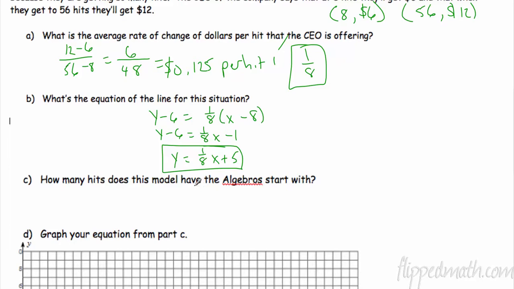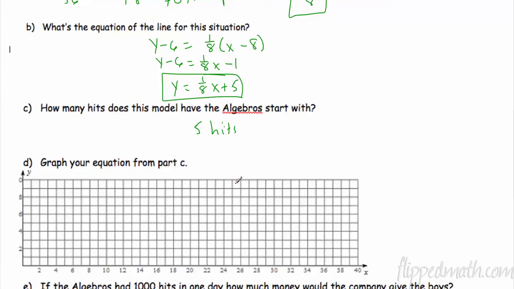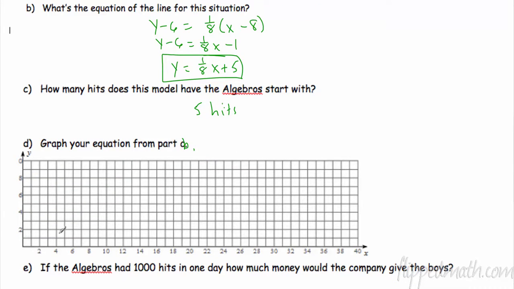How many hits do we start with? Our initial value is 5, so 5 hits. And this, of course, is from part B. So, graph our equation from part B. Plus 5, start here. Up 1 over 8. Up 1 over 8.